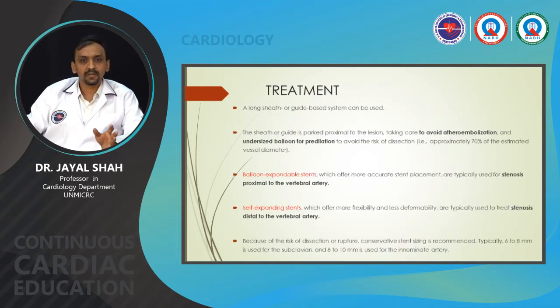So, what are the different tips and tricks for the interventional treatment of upper extremity disease? A long sheath or a guide-based system should be used. The sheath or guide should be parked just proximal to the lesion, taking care to avoid atheroembolization. Balloon expandable stents, which are more precise for ostial lesions, should be used for stenosis proximal to the vertebral artery, while self-expanding stents, which offer more flexibility and less deformability, are typically used to treat stenosis which is distal to the vertebral artery. And because of the risk of dissection or rupture, conservative stent sizing is recommended. Typically it is 6 to 8 mm for the subclavian and 8 to 10 mm for the innominate artery.